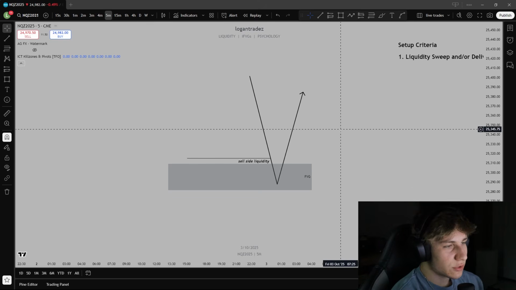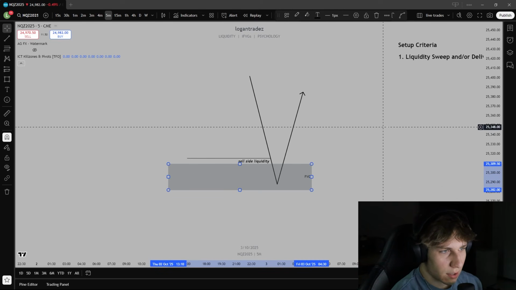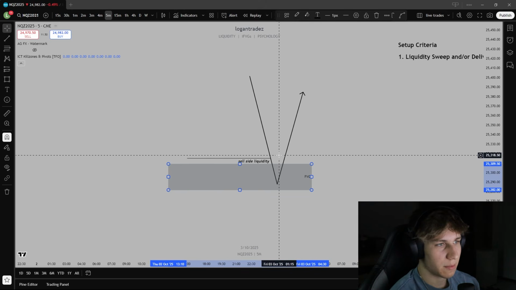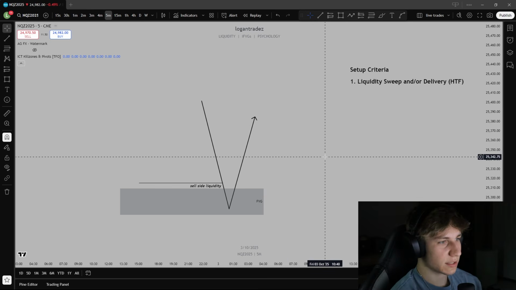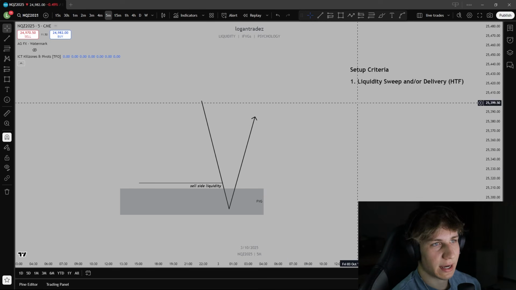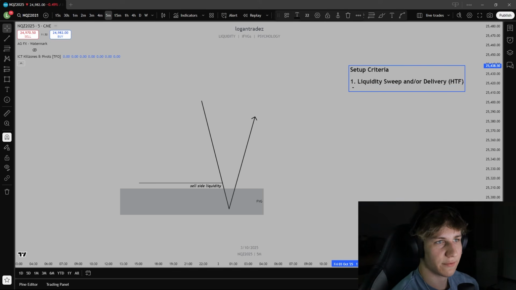And that's what you're going to want. Maybe this is an hourly fair value gap. Maybe this is a 15-minute. Maybe it's a 4-hour, right? So you're going to want this to be a higher time frame. And I'll put in here, what do I mean by higher time frame? 15-minute, 1-hour, 4-hour, and maybe even a daily gap sometimes, right?